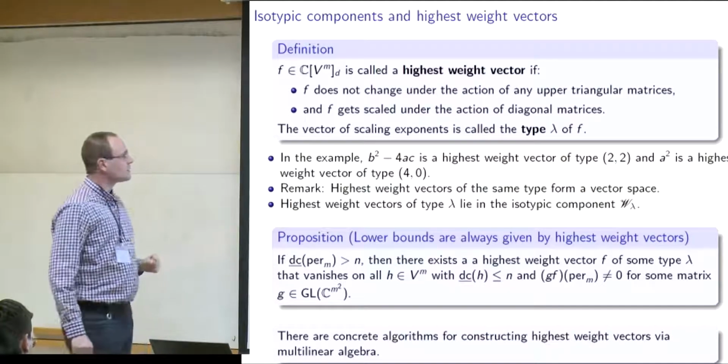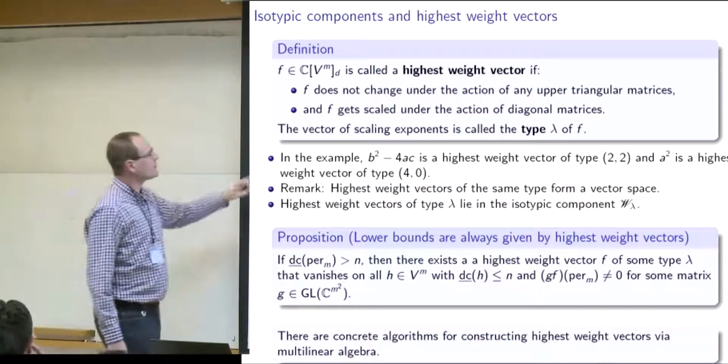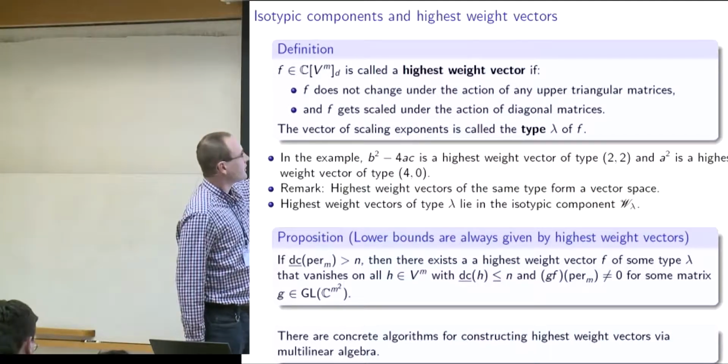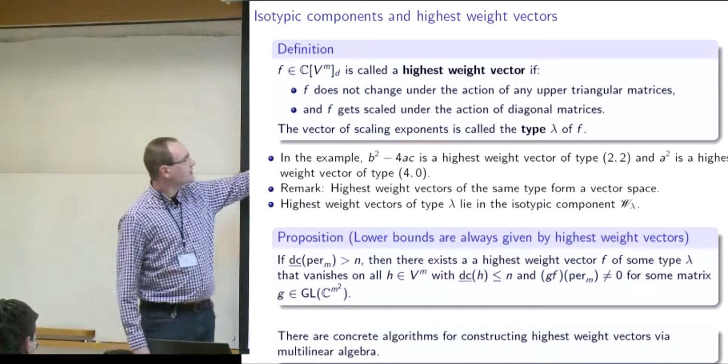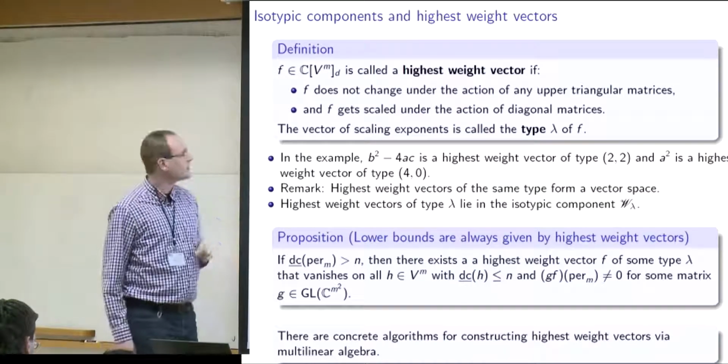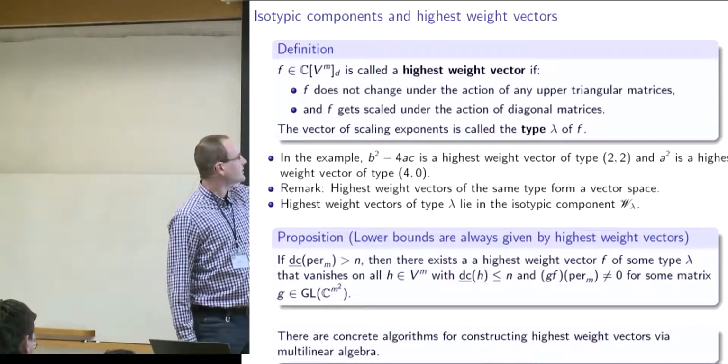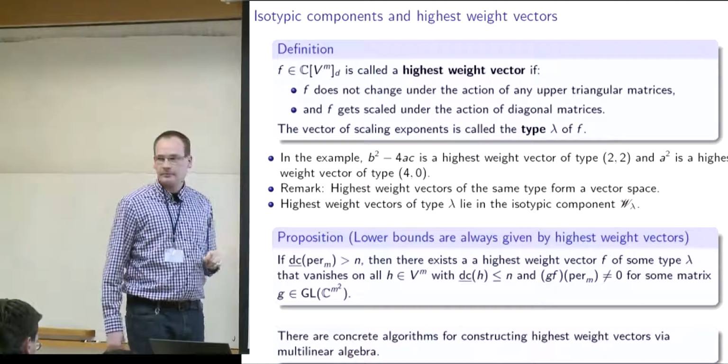Now, what is the highest weight vector? A highest weight vector is a vector that does not change under the action of any upper triangular matrices, so we saw that, and gets scaled under the action of diagonal matrices, and now it has a type. The vector of scaling exponents is called the type, okay?